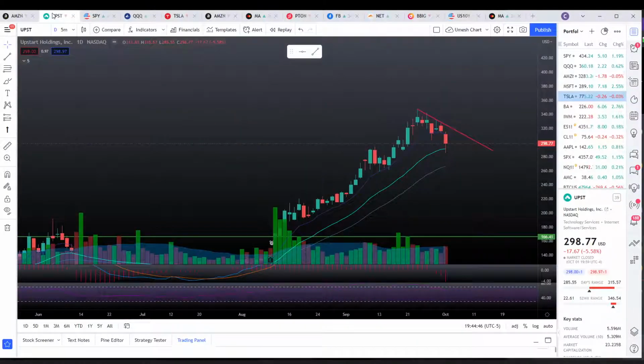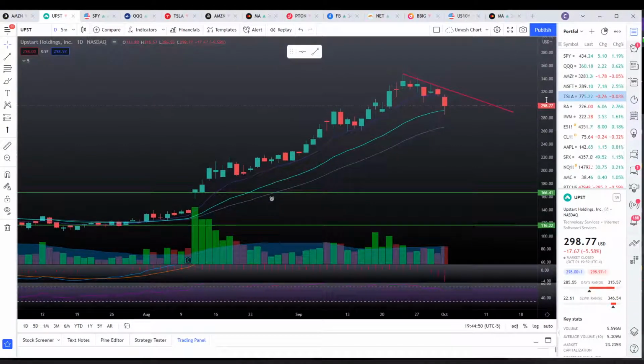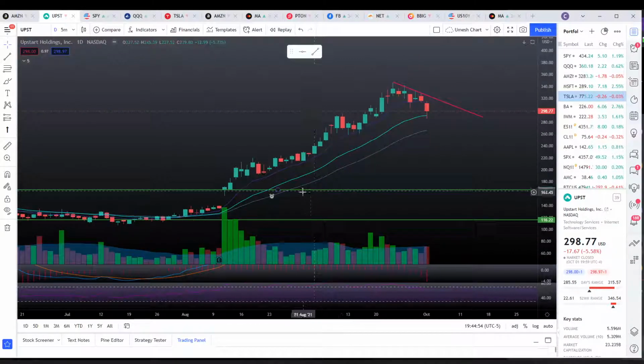The other thing was this one is a really, really good example for staying long. Now look at this 9 EMA. Look at the love UPST had for this 9 EMA. Since when? Since here, August of '21.